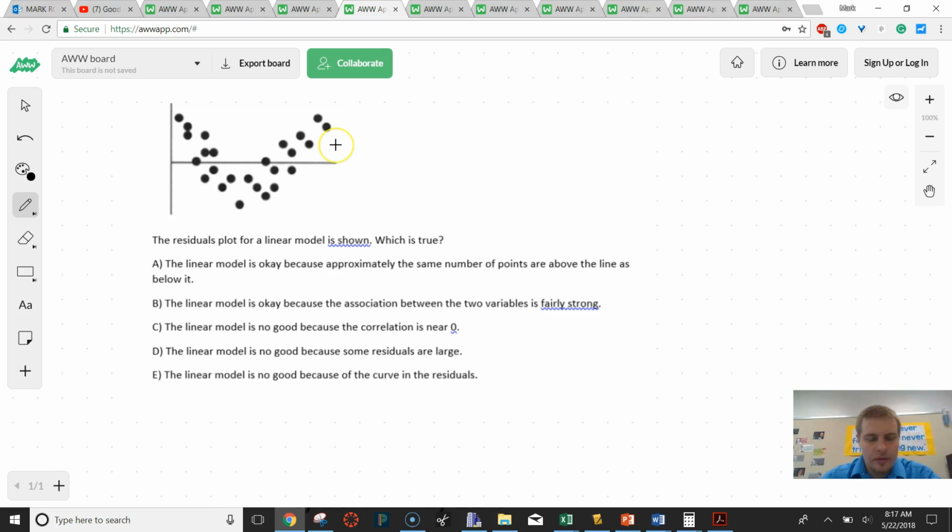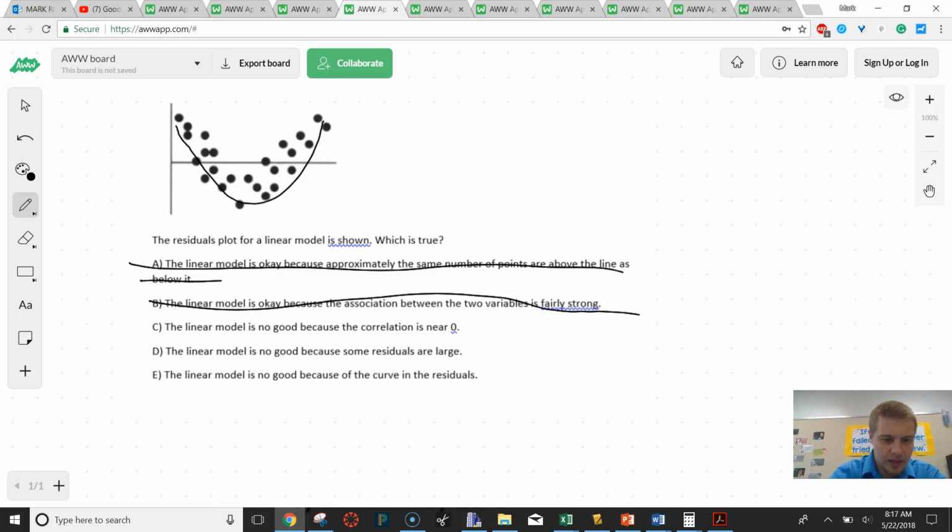When I look at this, and I have to decide which statement is true, I'm going to read through the different statements. The first one says the linear model is okay because it's approximately the same number of points above and below. Well, that's not true, because this thing makes a pattern, this U shape. So anytime we have a pattern, we know that this residual plot is telling us that our model is not okay. The model is no good because the correlation is near 0? No, that doesn't matter. The linear model is no good because some residuals are larger than others? Nope. The model is no good because there's a curve or a pattern? Yes.